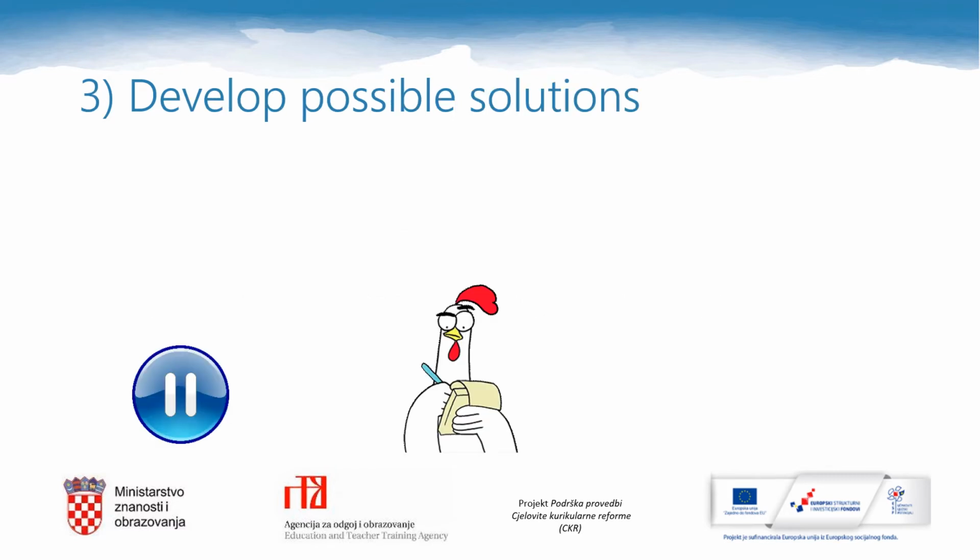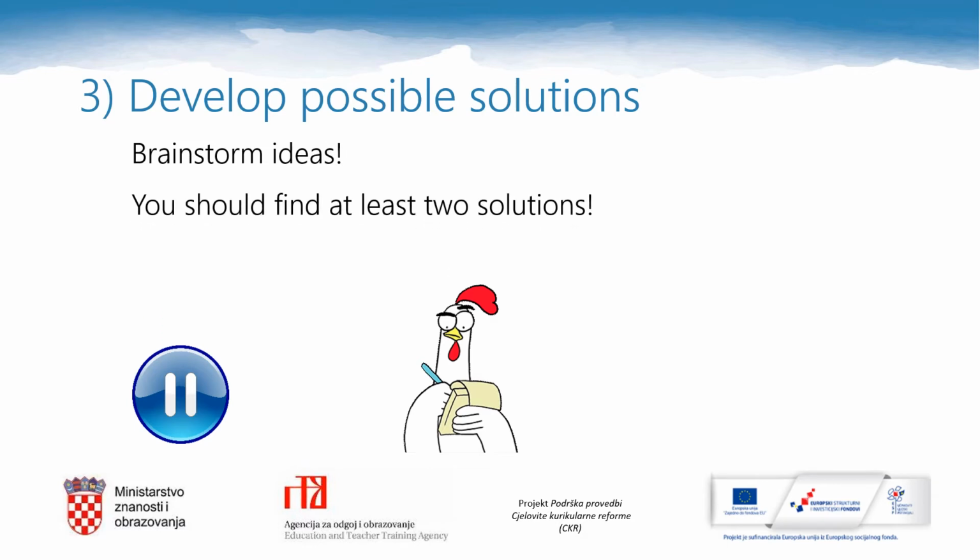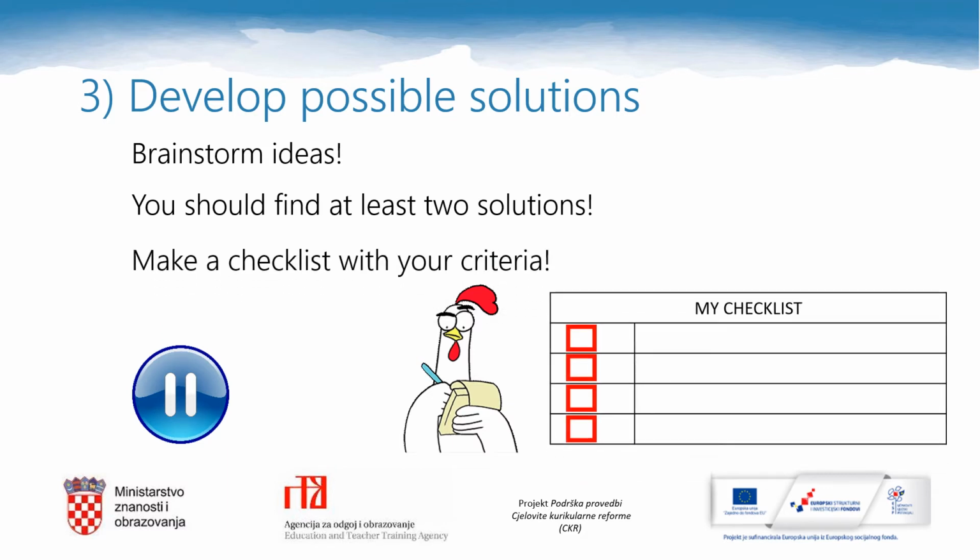Step number 3 is to develop possible solutions. First of all, brainstorm ideas. As many ideas as you can think of. You should find at least 2 solutions. If one solution doesn't work, you have another option. What things do you need in order to make your solution a successful one? The best way to do it is to make a checklist with your criteria.